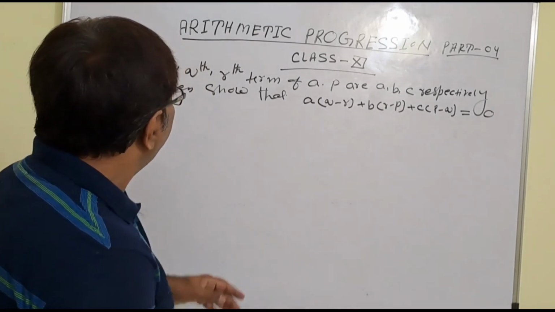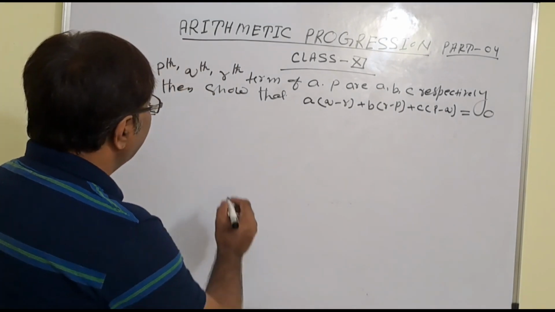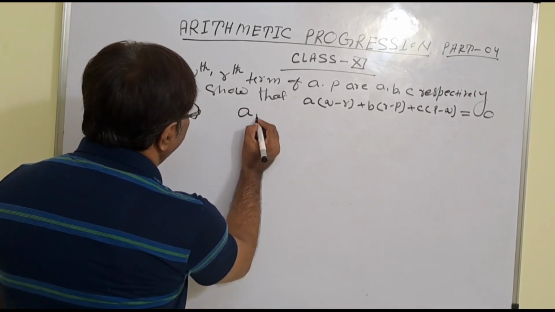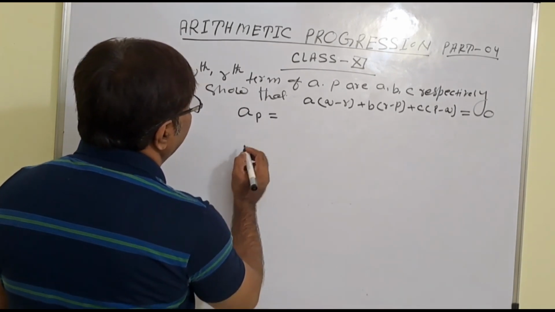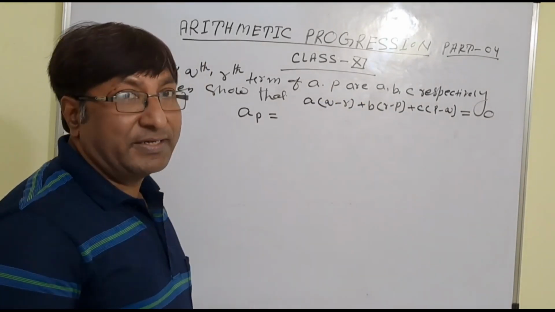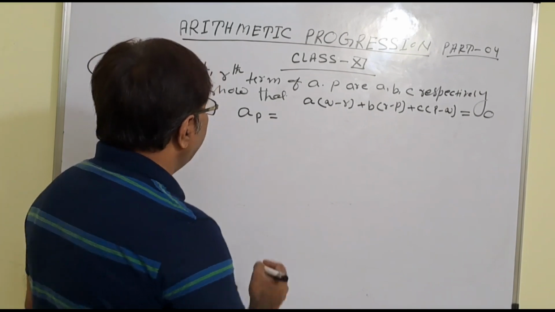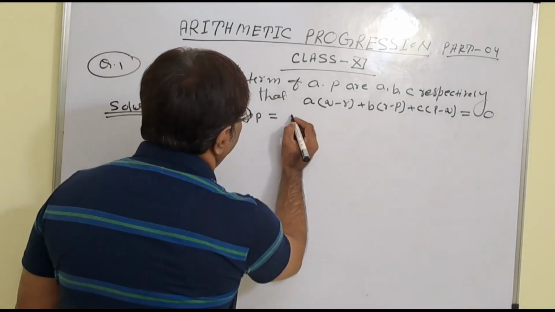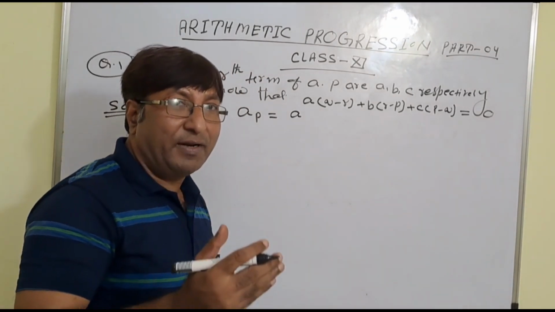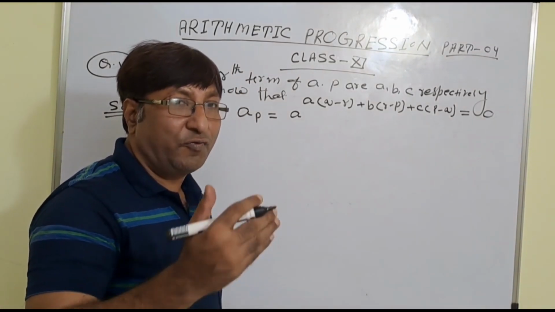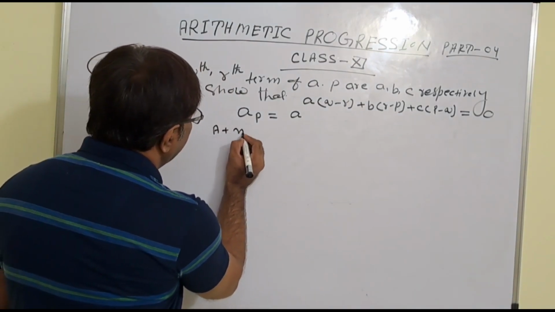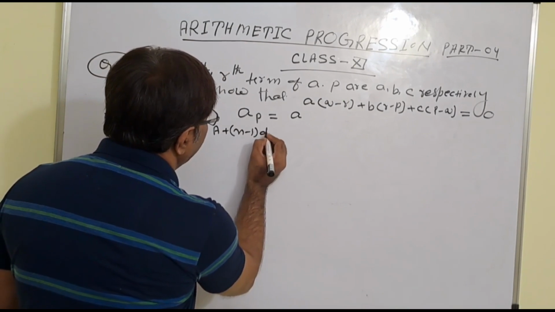Let us see. The Pth term of the AP is a. Suppose the AP, a small a, b, c are given here, so we are taking the first term as capital A. The Pth term of the AP is given. So you know a_n is A plus (n minus 1) into D, where the first term is capital A.